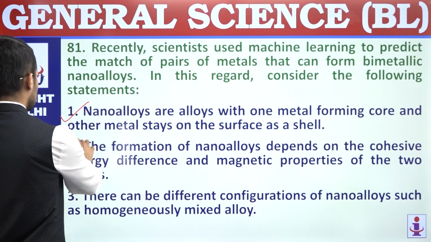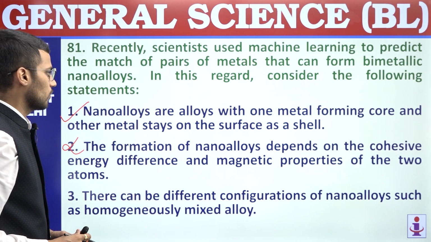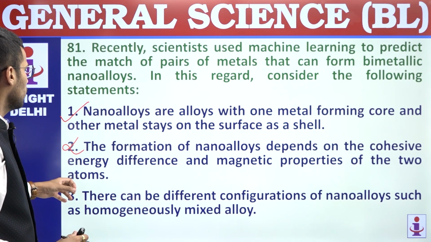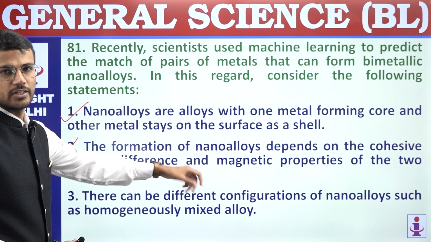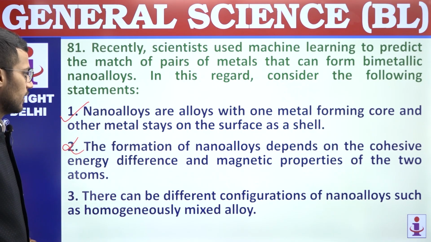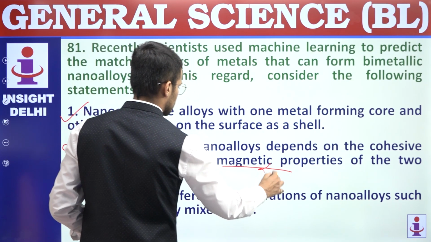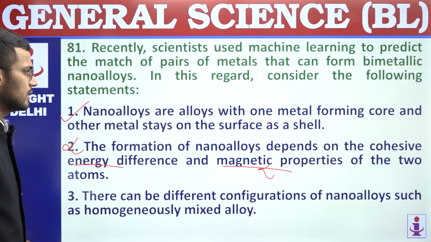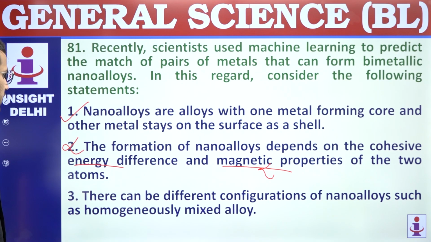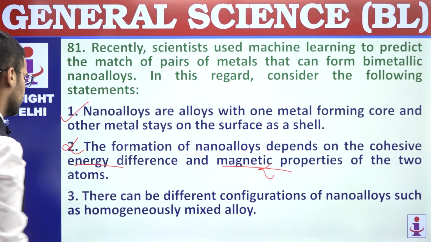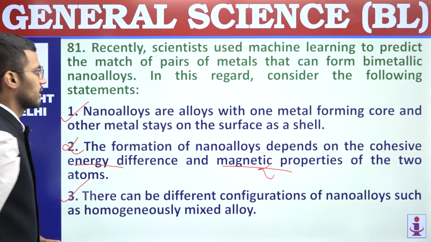So this statement is an incorrect statement, because formation of nanoalloys does not depend on the magnetic properties of the atoms. It does depend on energy difference but not on magnetic properties, and that's why second statement is incorrect. Third, there can be different configurations of nanoalloys such as homogeneously mixed alloy. So this statement is a correct statement.